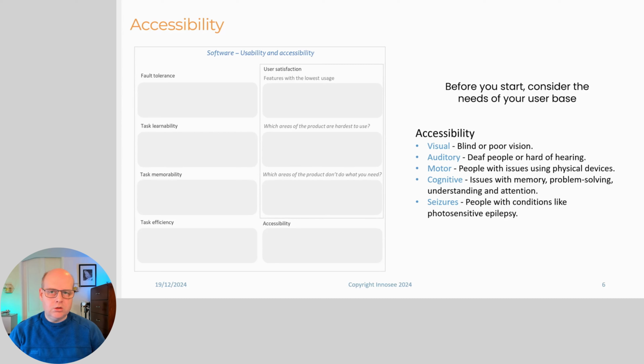Other issues here that can present are seizures. So people have things like photosensitive epilepsy, and you need to be careful with the way that you use graphics. Cognitive issues, so they have problems with memory or problem solving. Motor issues we covered before, issues with physical devices like mice. Deaf or hard of hearing people with auditory disability. Visual doesn't necessarily mean blind, it could also mean poor vision.